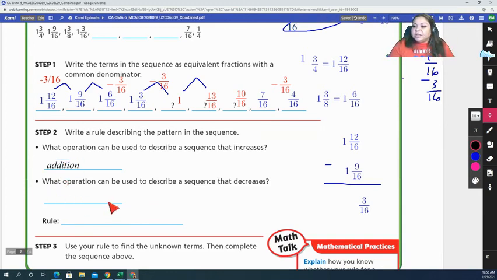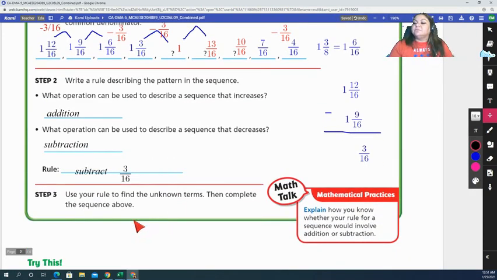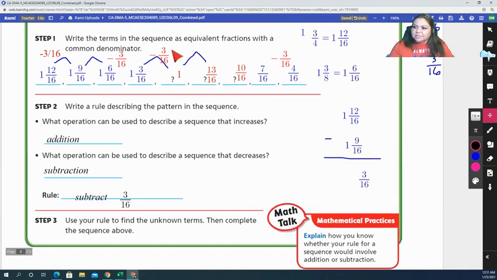If the sequence is going down, see how the first number even had a whole number, but at the last one, we have only a fraction. It's a smaller fraction. Well, that is decreasing. So when it's decreasing, we use subtraction. In this case, our rule is, because it's decreasing, we're going to subtract 3/16 each time. So that was our rule. We completed our sentence, found the missing terms, and found the rule.